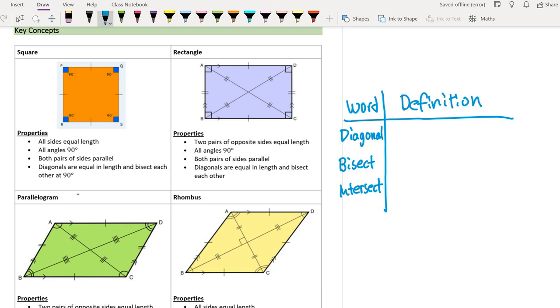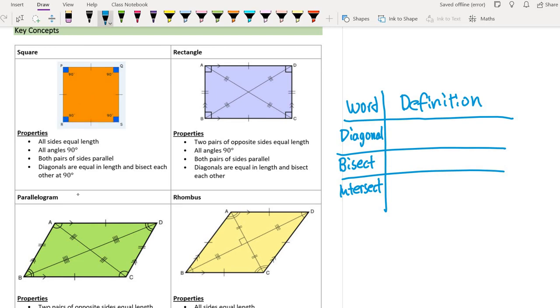But to do that, you need to first be familiar with some words that you might not have seen before. Starting with diagonal. Diagonal means going from one vertex to another, but to the opposite one, diagonally. So instead of going from here to here, which we'd call horizontal, or here to here, which we call vertical, if we go from here to there, we call that diagonal.